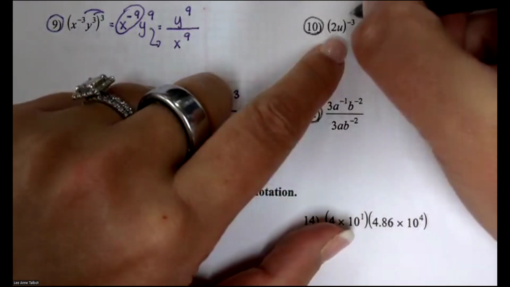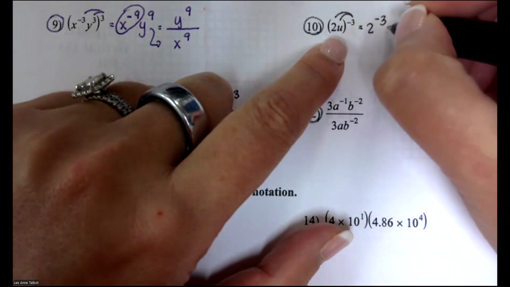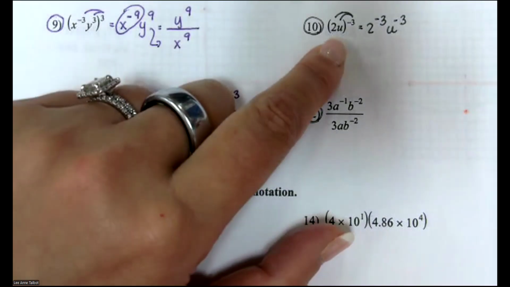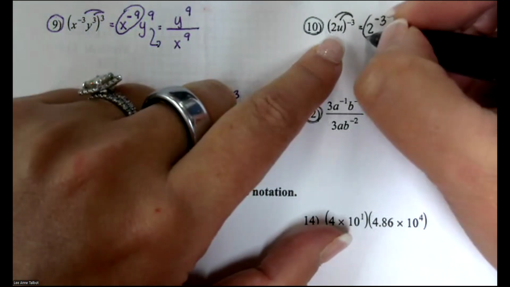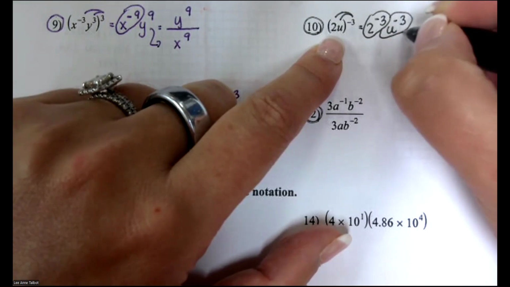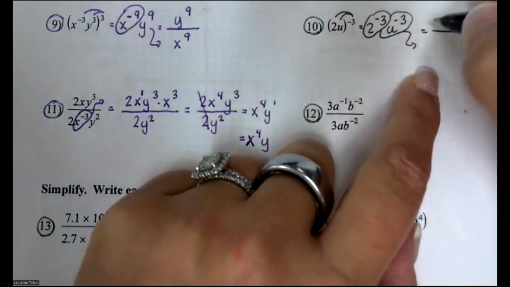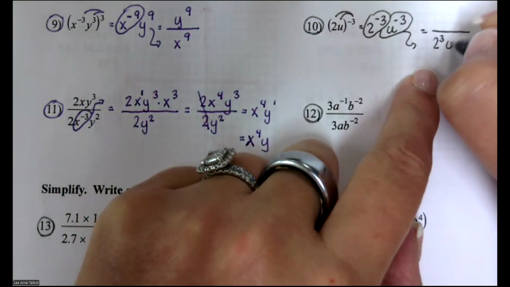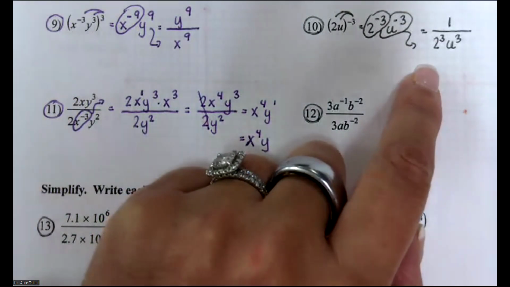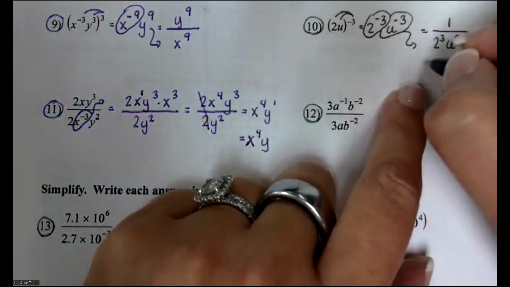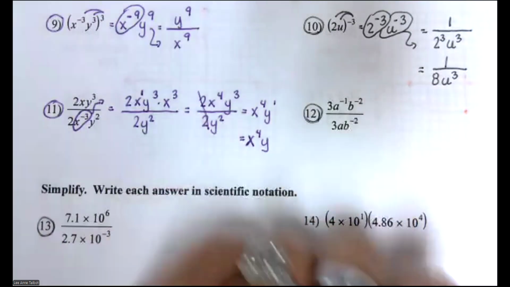First, distribute 2 to the negative 3, u to the negative 3. They're both negative. So they're going to go to the bottom and become 2 to the positive 3, u to the positive 3. And then a 1 on top because there's nothing left up there. And then 2 to the third is 8. Done.